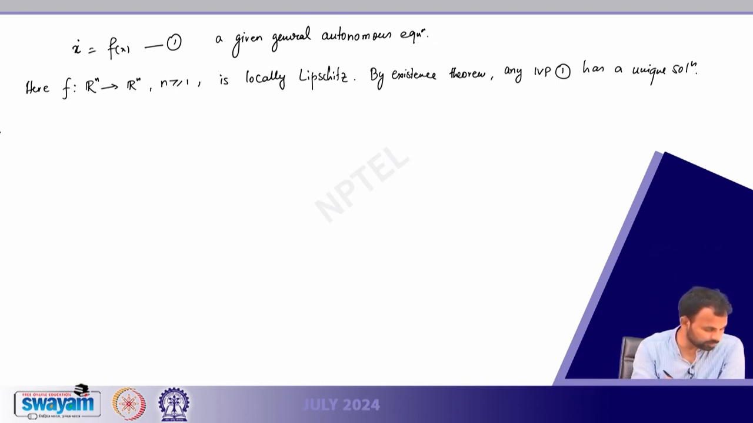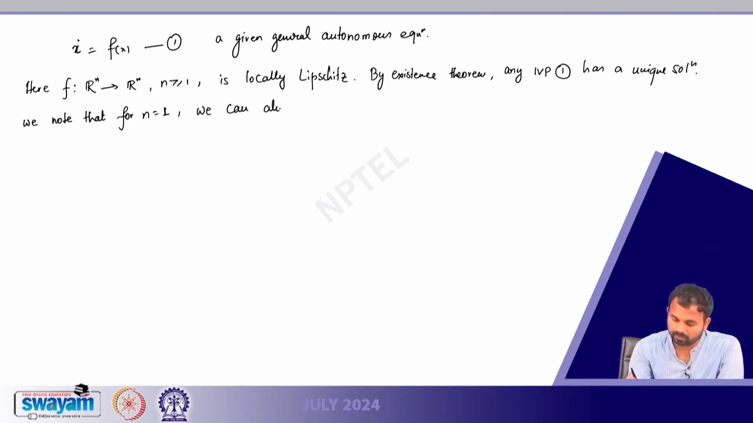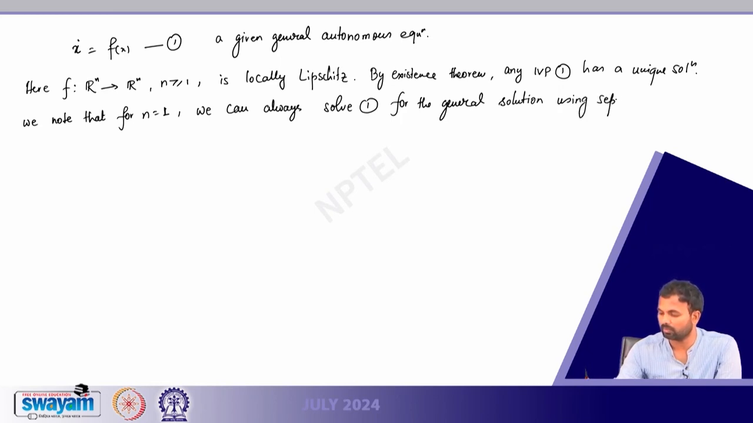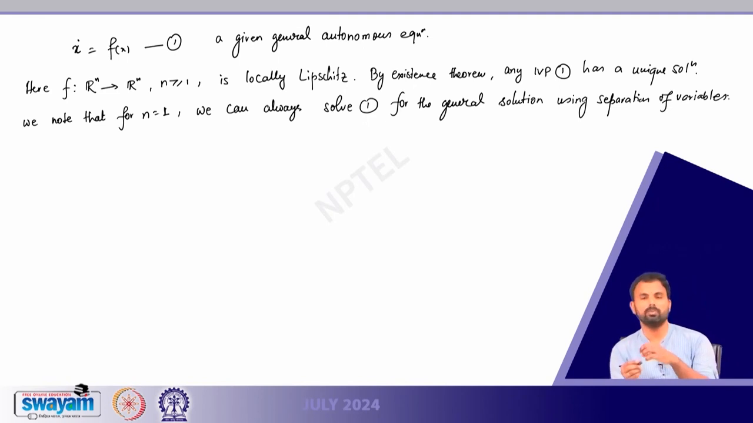Now, we note that for n equals 1, we can always solve equation 1 for the general solution using separation of variables. This you have already learnt. If it is a first order ODE, then you try to keep the terms in x and t on each side of the equation. That is separation of variables, and then we can integrate, or we can also go via an integrating factor and all that. So, as long as we have n equals 1, it is relatively simple to deal with these kinds of equations, right. So, using separation of variables is one such method.